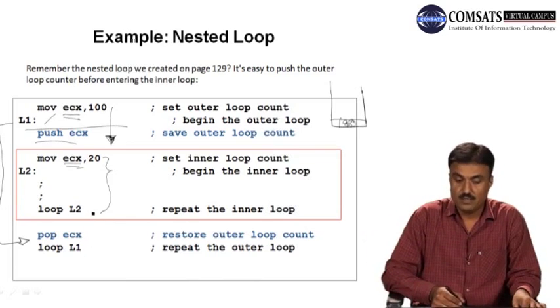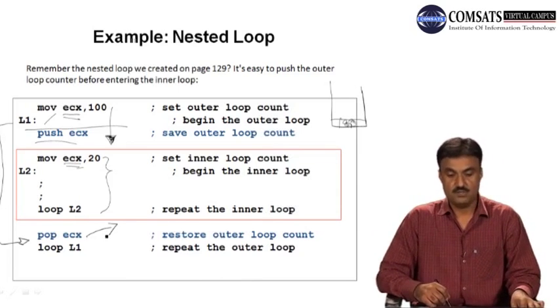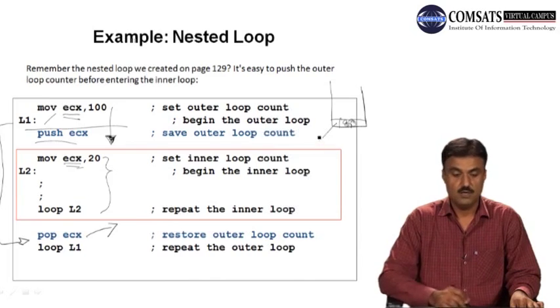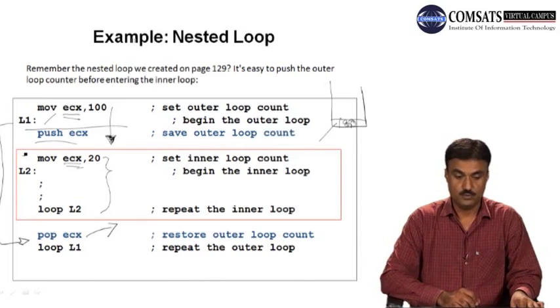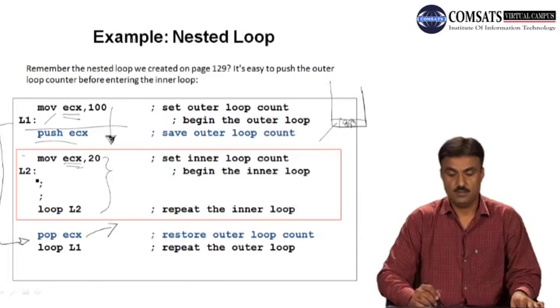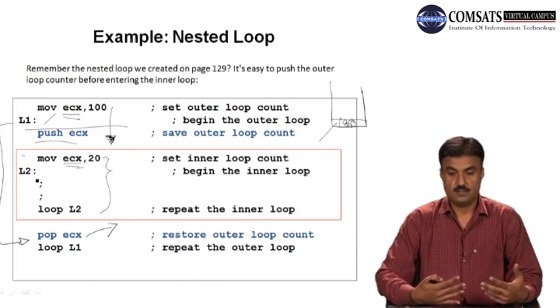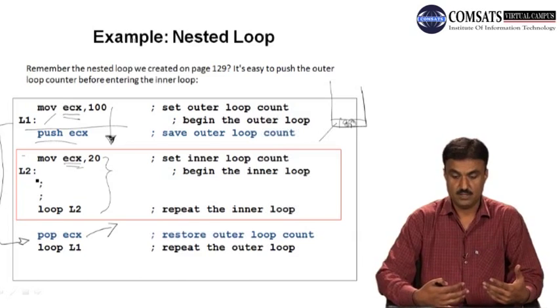Then what happens when the loop exits? The first instruction we want is to pop ECX, the original value from before starting the inner loop. So we pop that one. This is one example that we will use here.